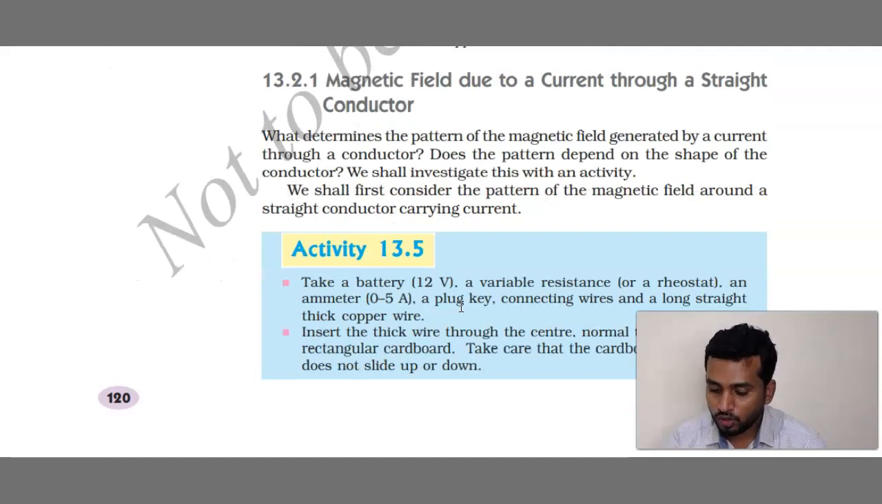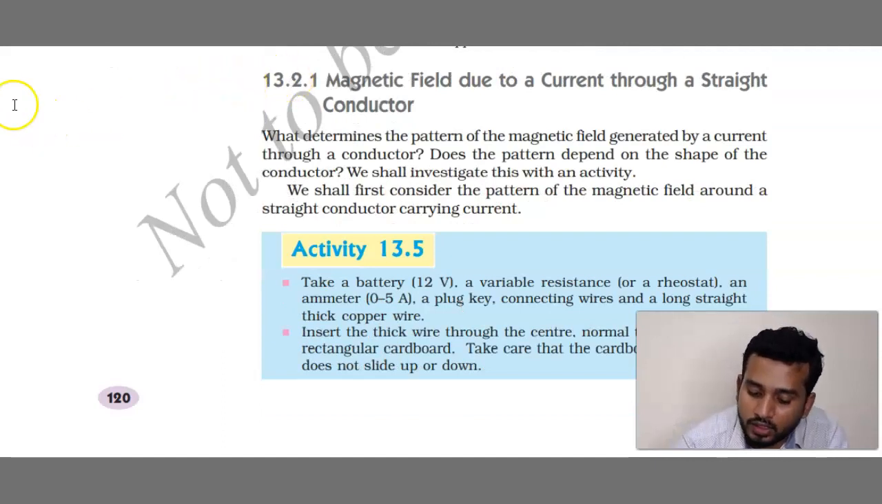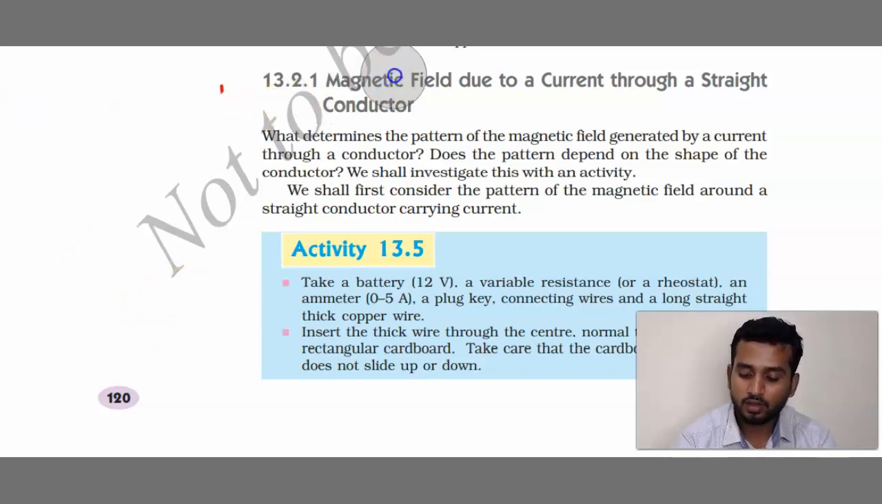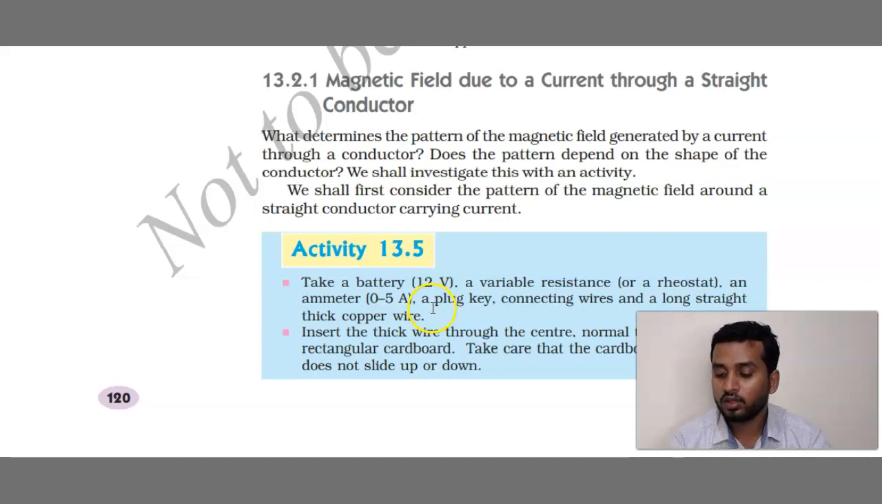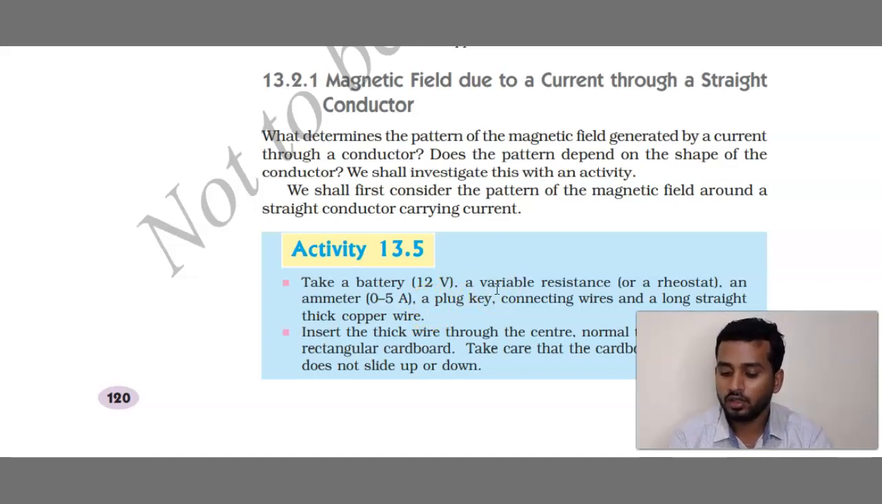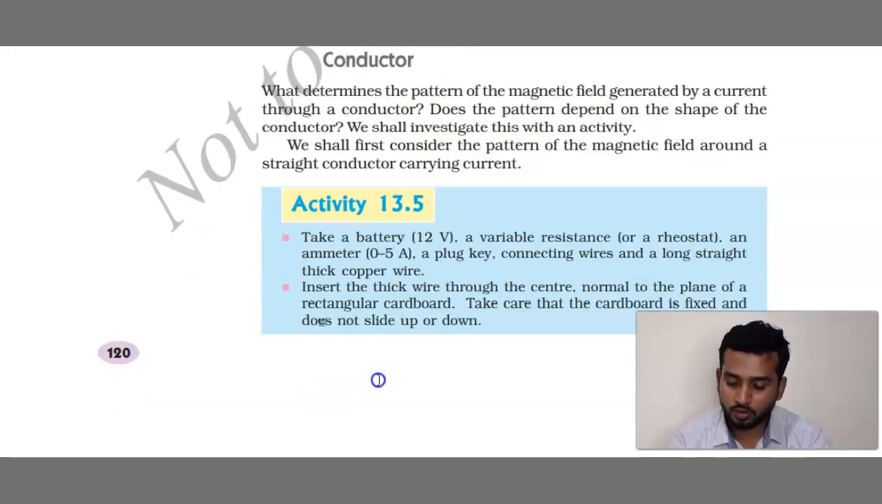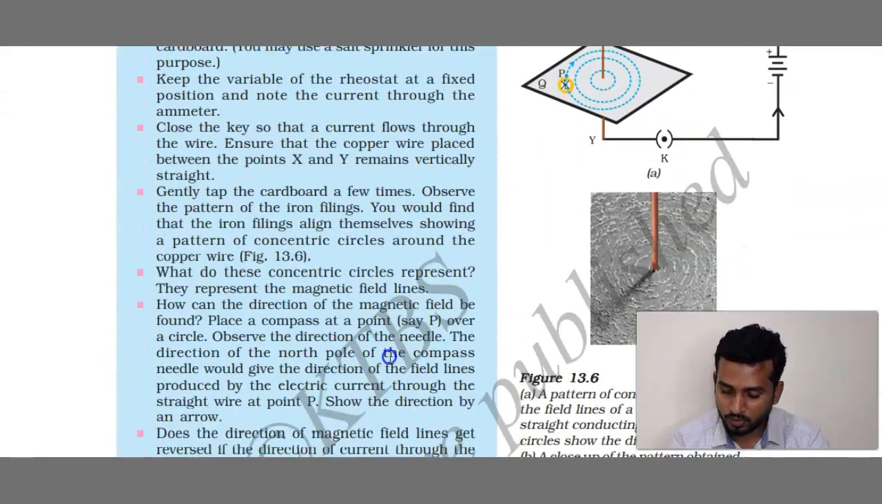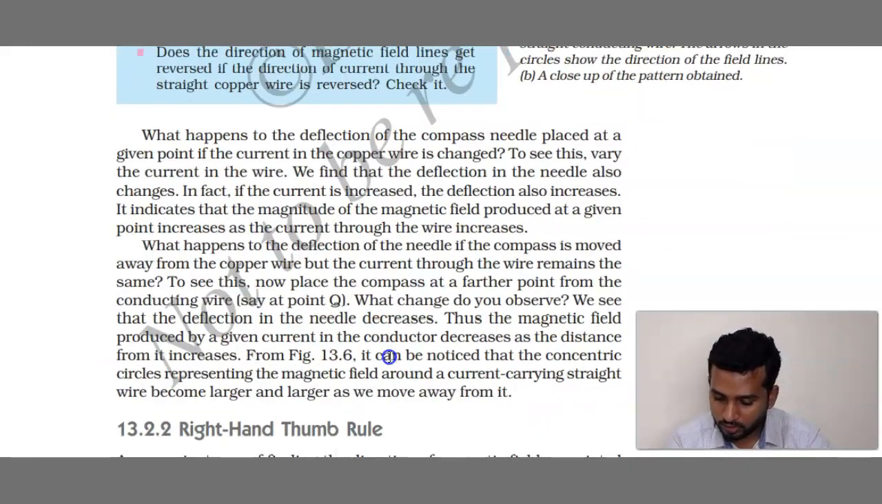You need to write a short note and explain this point. You can read this entire paragraph. Please make a note: briefly explain the magnetic field due to a current through a straight conductor. This is an important question, but not so much. It's just important.